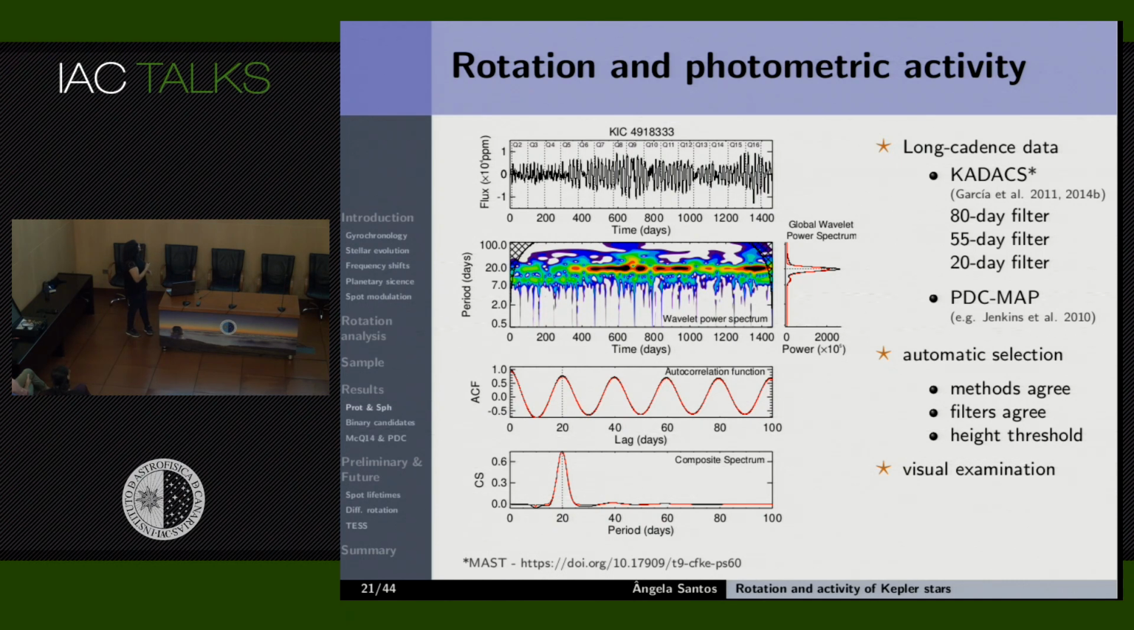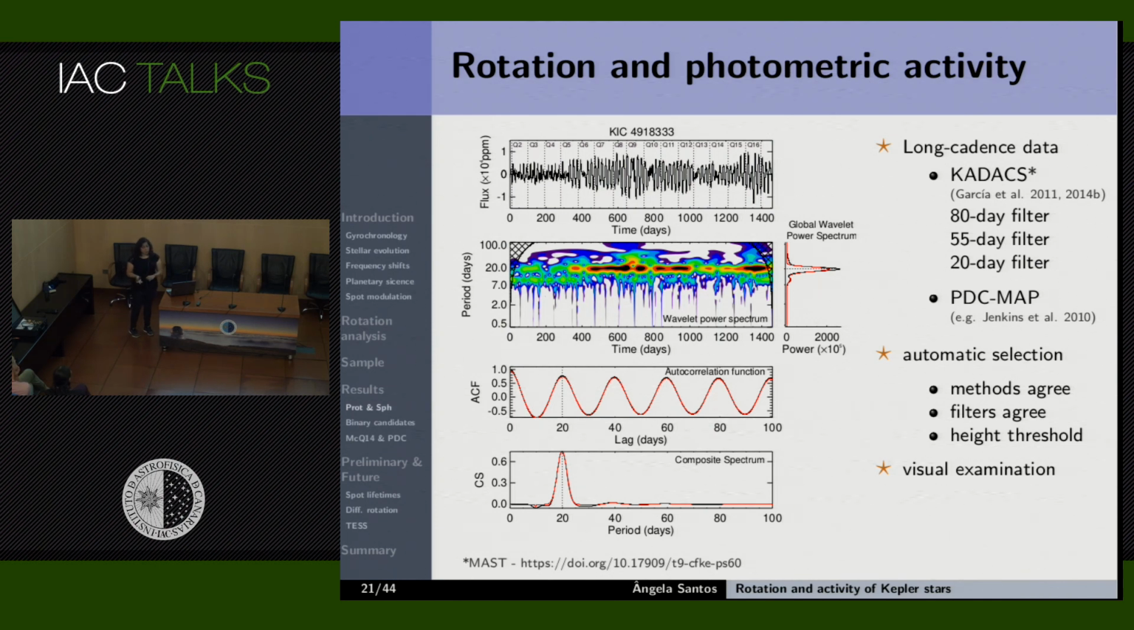Then these are basically the representation of our method. So this is the wavelet from the light curve, and the darker colors mark the rotation period of the star, and this is just the sum of the power. So this is our first estimate for rotation. Then we have the autocorrelation function, and we have our second estimate for rotation, and the composite spectrum, that is the product between the two, highlighting the common periods, and this is our third estimate.